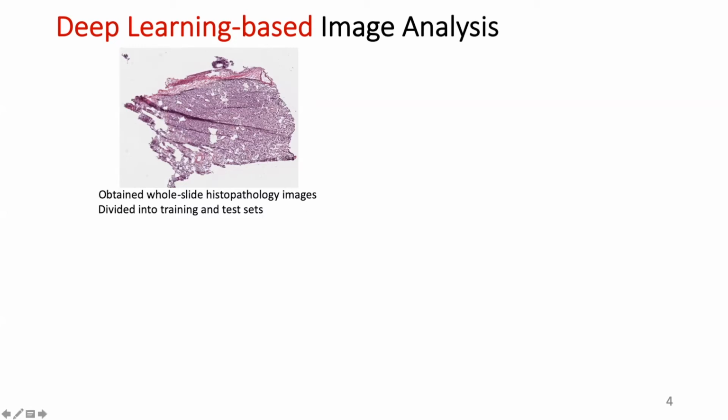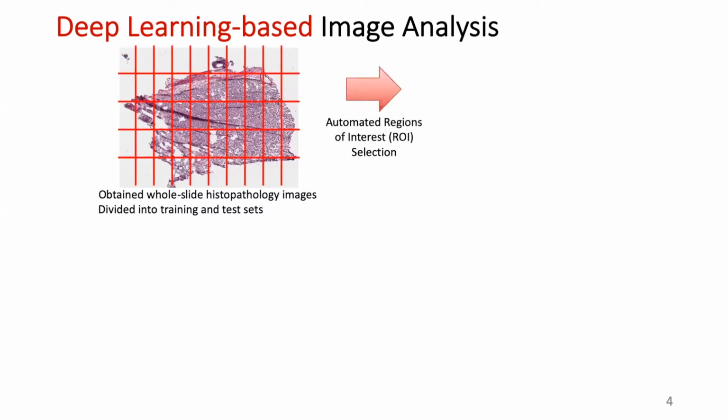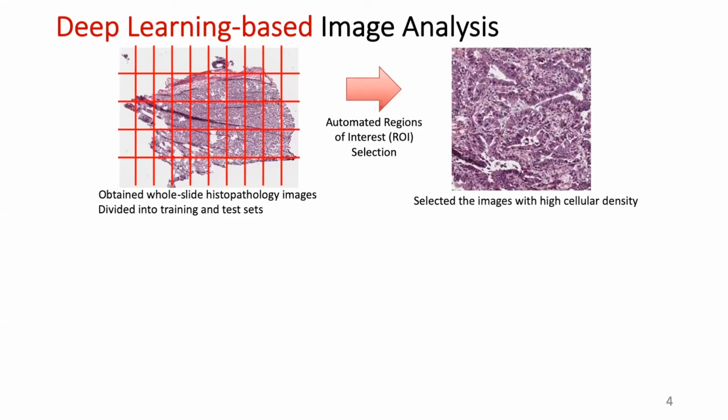For example, we have regions of purely background and some artifacts. In order to solve this problem, we build an automated regions of interest selection system to identify the regions likely to contain pathological changes. And here we select the images with high cellular density. We also incorporate image correction to correct for potential batch effects from different scanners and the tissue type from different batches. And we also augment the images to further facilitate our machine learning processes.